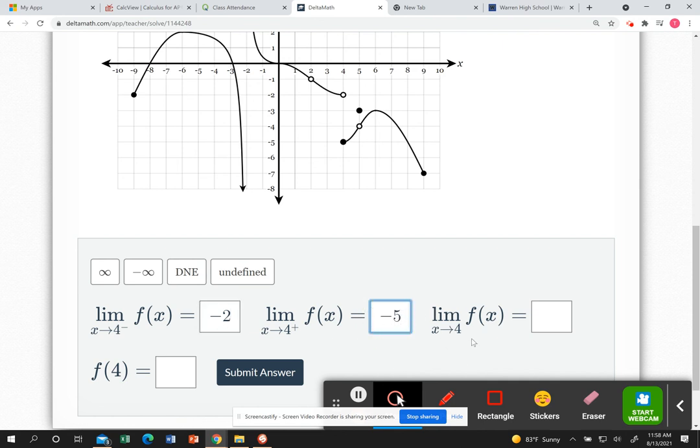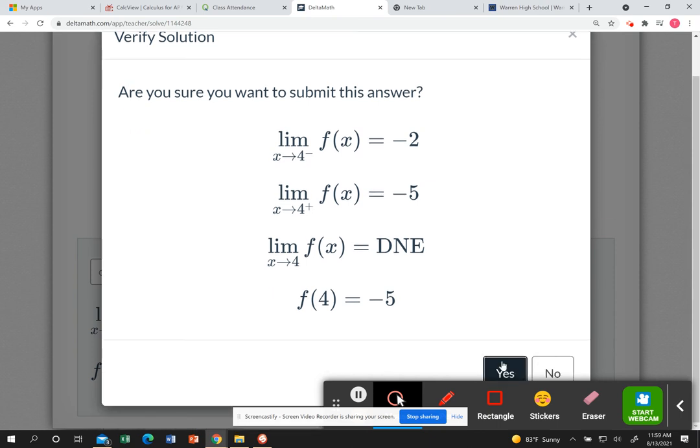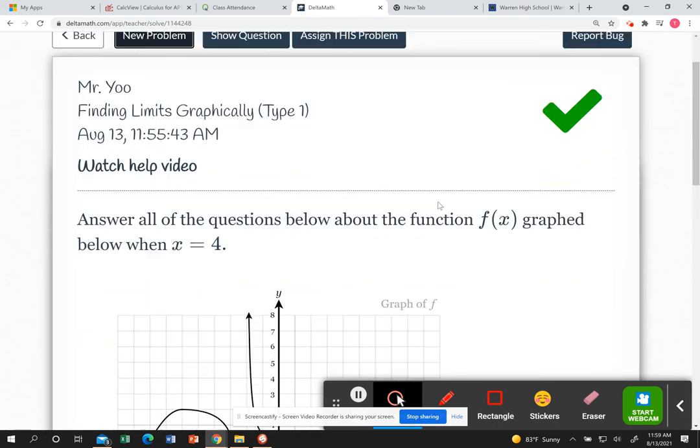And then what does it mean by having this notation right here? It means both sides, right? So do they match? No. So the answer to this one is D and E. That means does not exist, does not match. This is the order pair. So it is 4, comma, negative 5, because this is open. Negative 5. There it is, and you submit your answer.